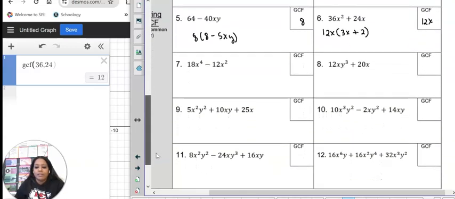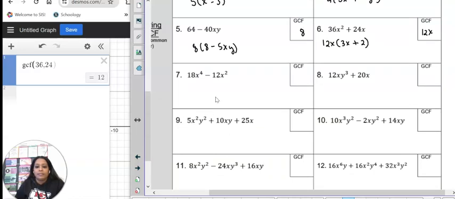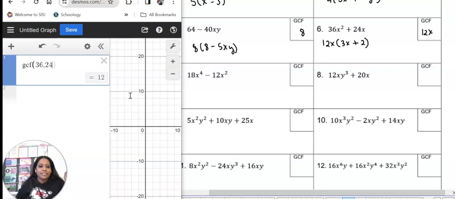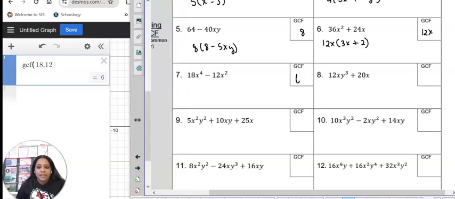Alright, so we have a few more here. Just go through them, okay? So I'm going to use Desmos help here. So you have here 18, 12, which is 6. But then the variable part, I have x to the 4th, so I have 4 x's here and then 2 x's here. So the most I can take out is the 2, okay? So 6x squared is the GCF.